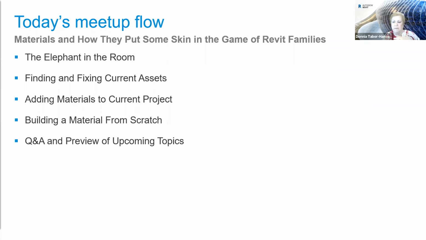We're also going to look at how to find and fix some of the current assets if you want to update them to have the latest versions of assets and what that entails. And we're going to look at adding some materials to your current project, be it a project or a family. When they've got materials out there that we can use, let's get how to bring them in easily. And then we're going to build a material from scratch. All this today. Yes, we can do this.